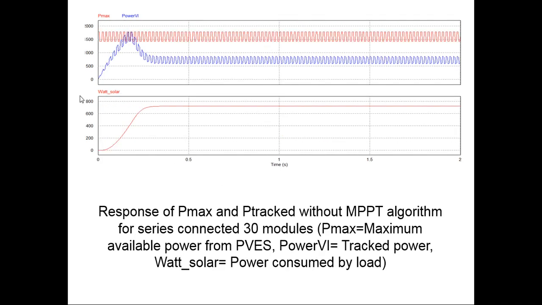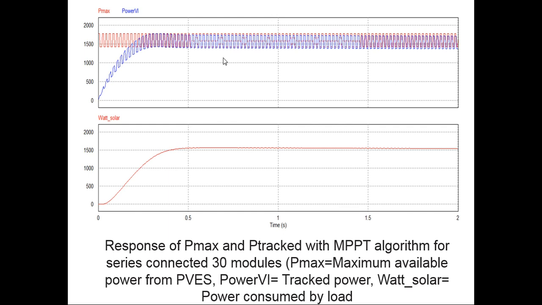Similarly, if multiple modules are connected in series, then this is the simulation analysis for 30 modules of 60 watt each connected in series. So we can have 1.8 kilowatt power output in this case.